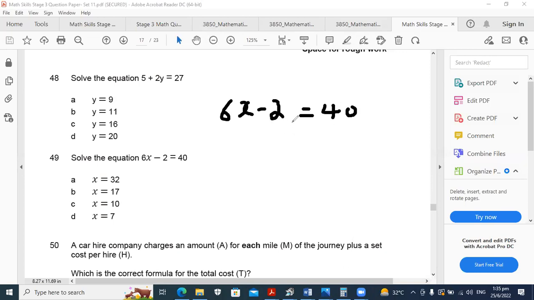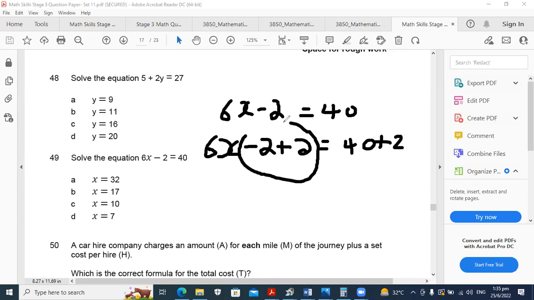So because I don't want a minus 2, I'm going to have to add a 2 to the left. If I add it to the left, I have to add it to the right to make the equation balance. So minus 2 plus 2 will give us 0. So this is equal to what? 6x equals 42.